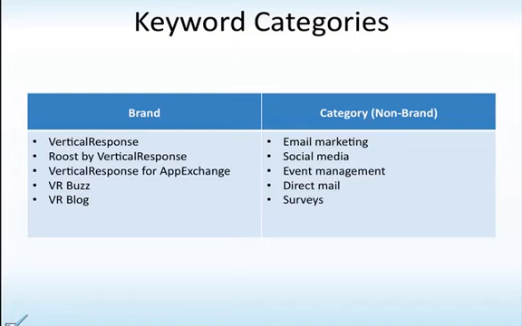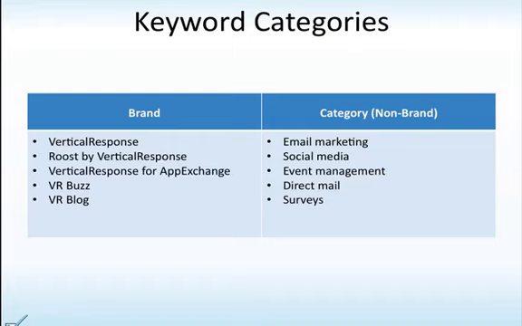So in the example you see on the slide, we took VerticalResponse. Obviously, VerticalResponse would be a keyword for us. Roost would be a keyword, VerticalResponse for AppExchange or for Salesforce, the VR Buzz, which is the name of our newsletter, the VR blog, and so on and so forth.